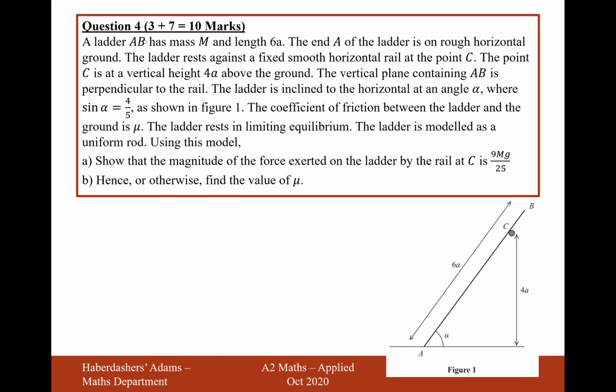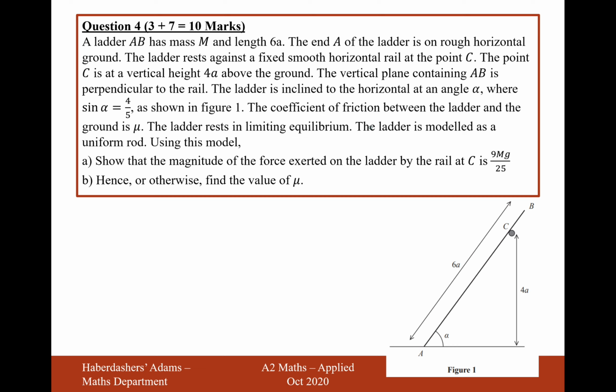A ladder AB has mass m and length 6a. The end A of the ladder is on rough horizontal ground. The ladder rests against a fixed smooth horizontal rail at the point C. The point C is at a vertical height 4a above the ground. The vertical plane containing AB is perpendicular to the rail. The ladder is inclined to the horizontal at an angle alpha, where sine of alpha is equal to 4/5, as shown in figure 1. The coefficient of friction between the ladder and the ground is mu.